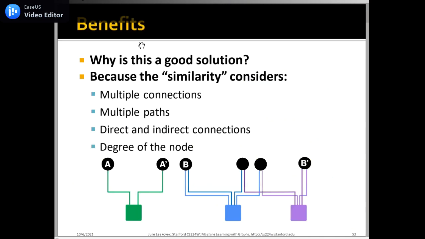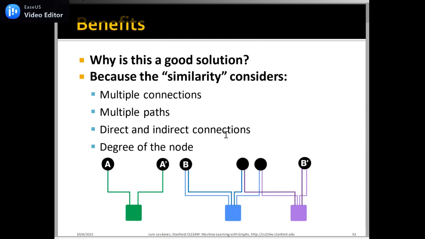Yeah, so this is what it shows. So the benefit of this algorithm, although it's simple, right? It just teleports or randomly jumps back. But the similarity actually considers multiple connections, the multiple paths, the direct and indirect connections, and also the degree of the node, because all of this will be reflected in that random selection of the neighbors, right?